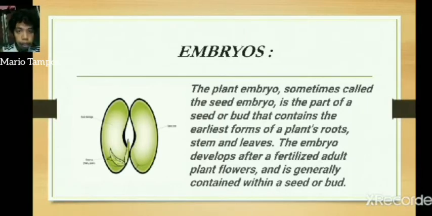Look at the picture. As you can see, there is a small baby plant. It is called embryo. A cute baby plant.